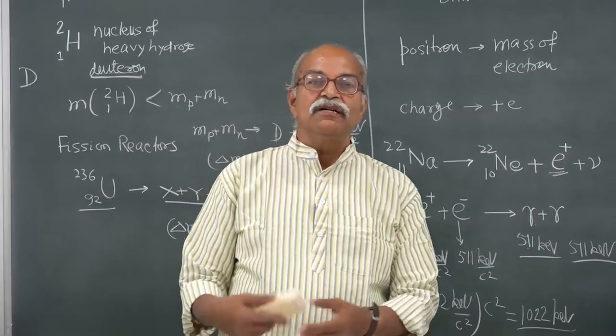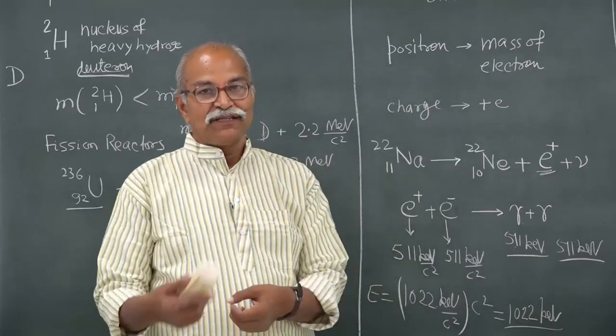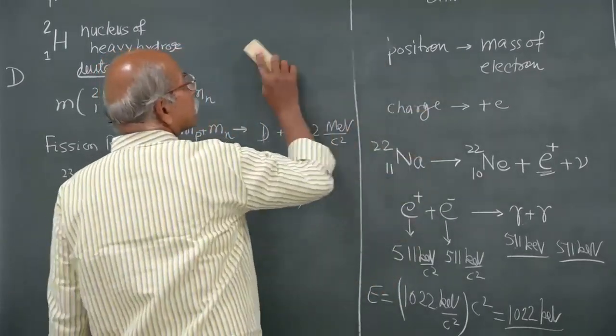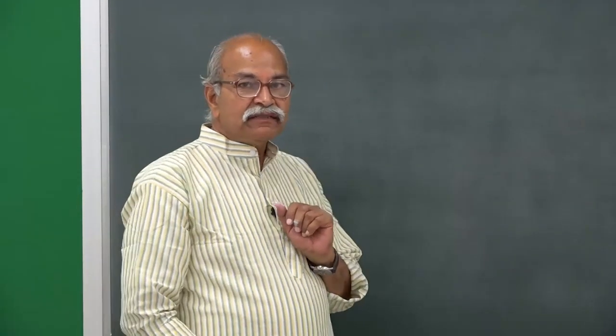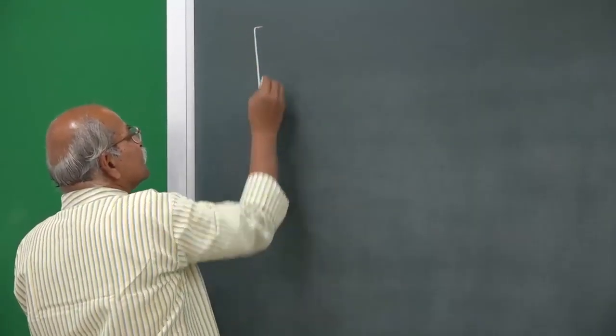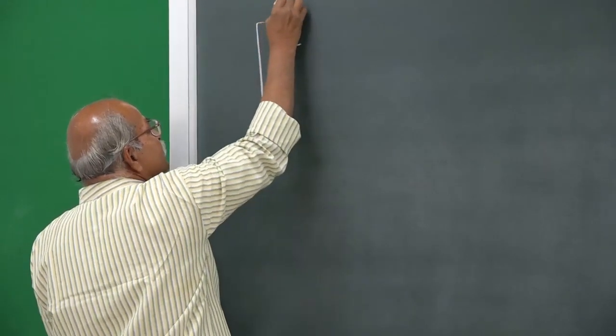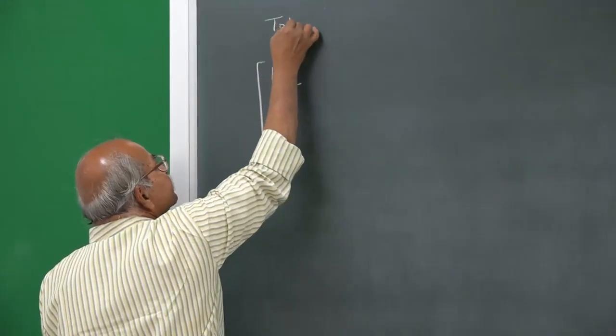So, now let me return to energy momentum 4 vectors. Let us have some more discussion on that. So, the energy momentum 4 vector, you remember we write it as E by c, and this E is the total energy.